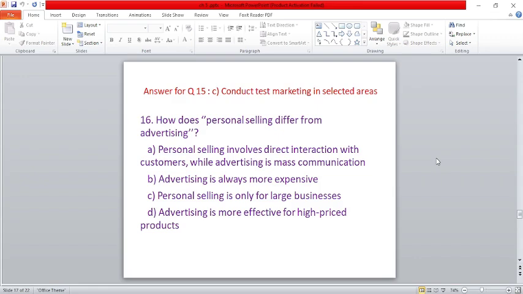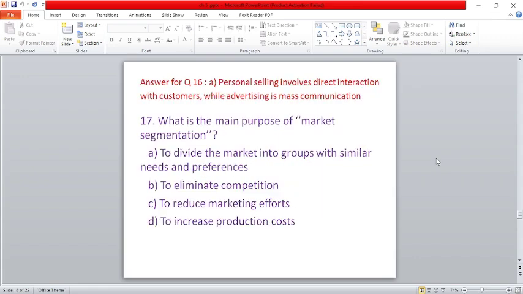Question number 17. What is the main purpose of market segmentation? A. To divide the market into groups with similar needs and preferences. B. To eliminate competition. C. To reduce marketing efforts. D. To increase production costs. The answer for question number 17 is A. To divide the market into groups with similar needs and preferences.